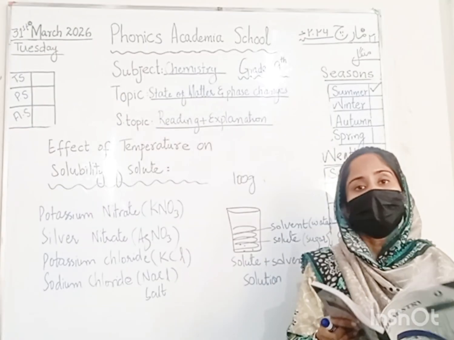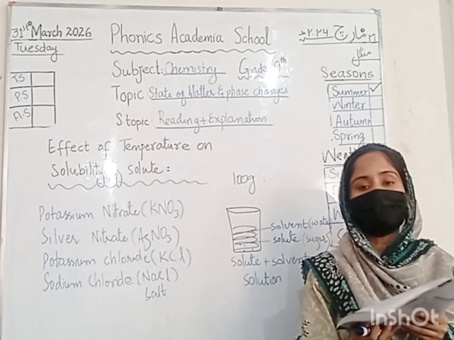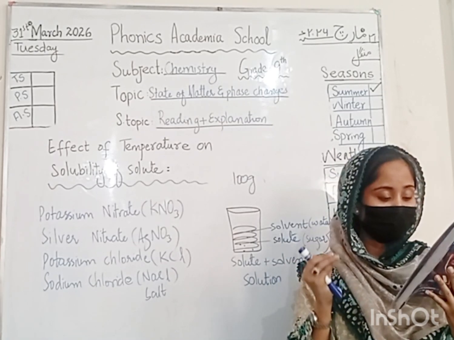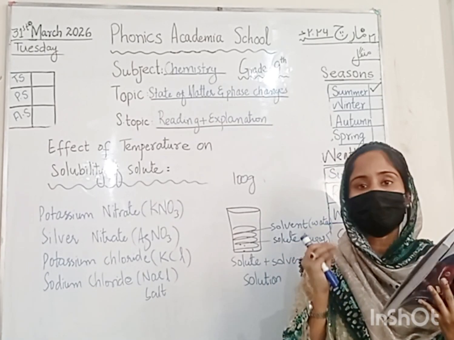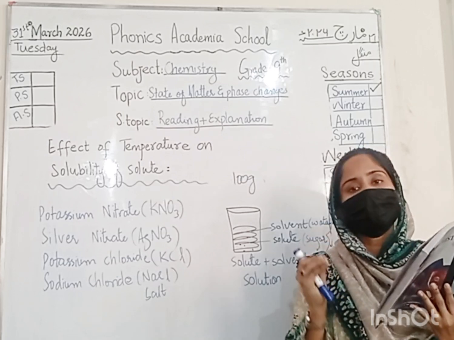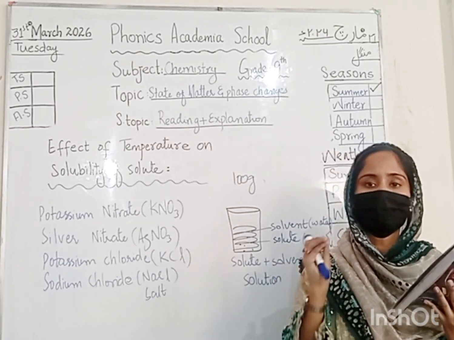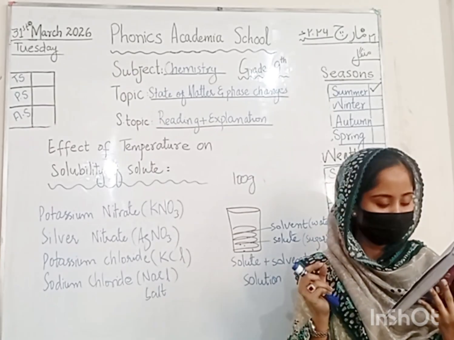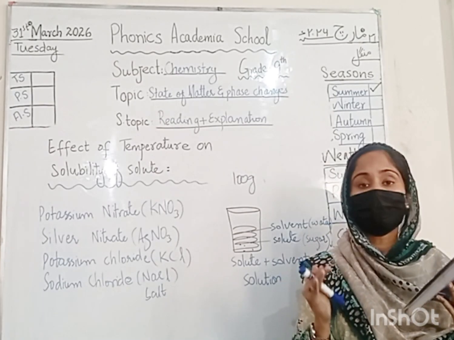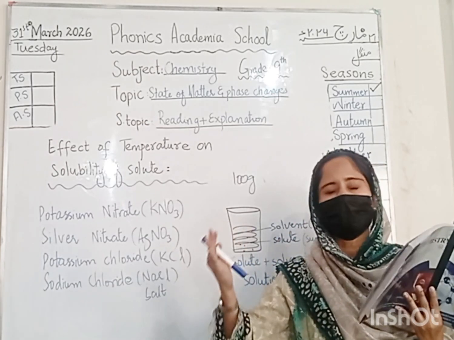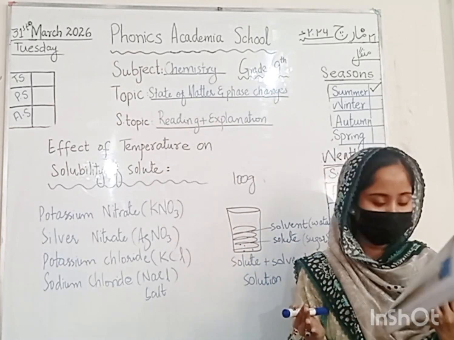So on page number 11 we have the topic. The solubility of a solute is the amount of solute which can be dissolved in 100 gram of a solvent at a particular temperature. मैं आपको बता चुकी हूँ. Solubility is the amount of solute dissolved in 100 gram of solvent at a particular temperature. Change in temperature has different effect on the solubility of different compounds. Different compounds की solubility पे different effect होता है temperature का.